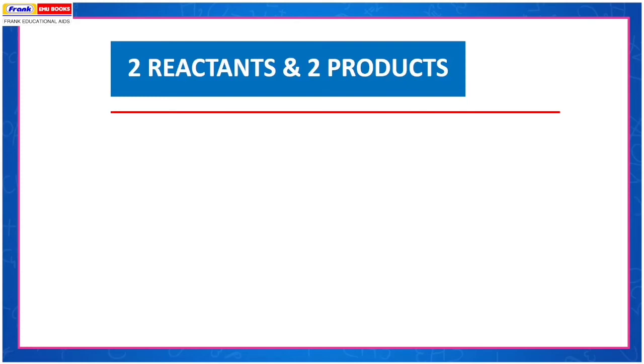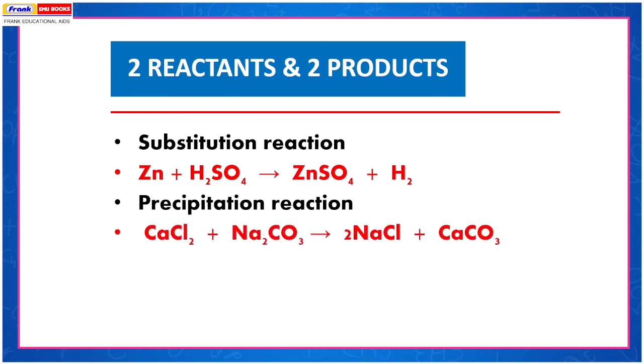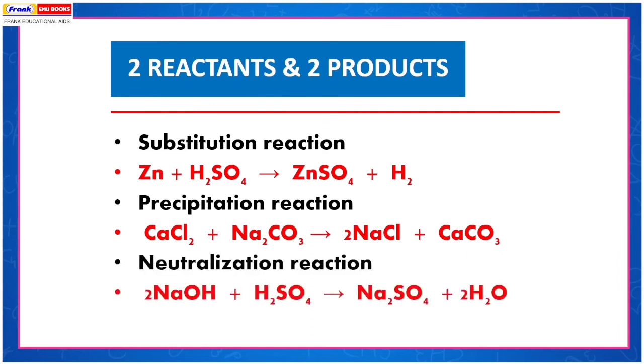2 reactants and 2 products. Substitution reaction. Zn plus H2SO4 gives ZnSO4 plus H2. Precipitation reaction. CaCl2 plus Na2CO3 gives 2NaCl plus CaCO3. Neutralization reaction. 2NaOH plus H2SO4 gives Na2SO4 plus 2H2O.